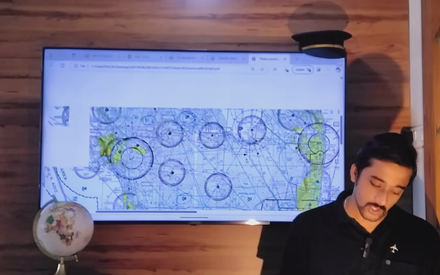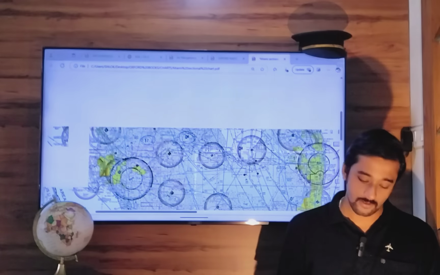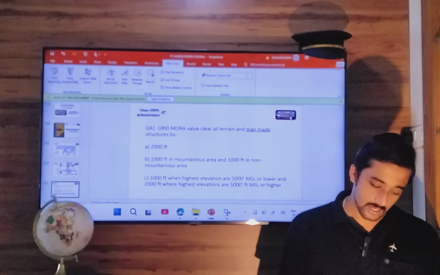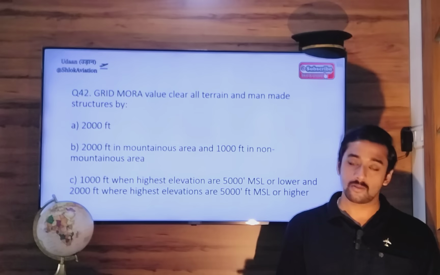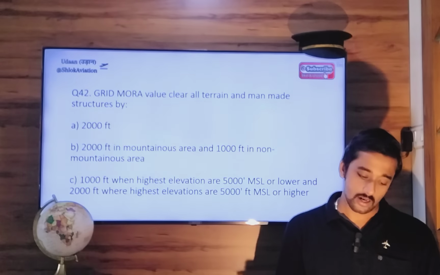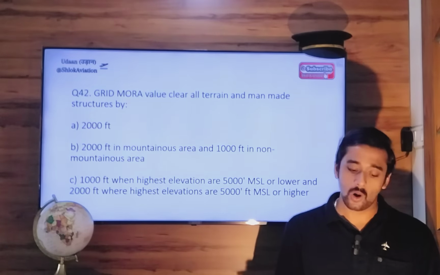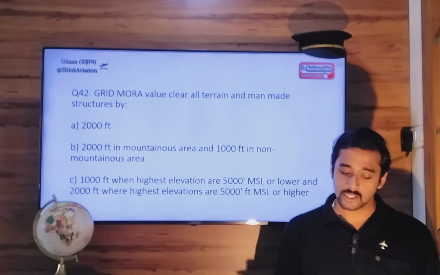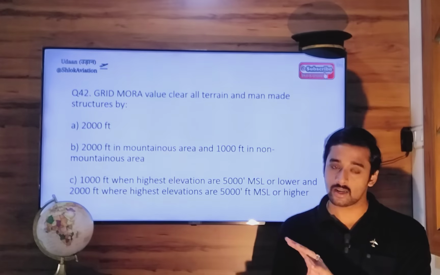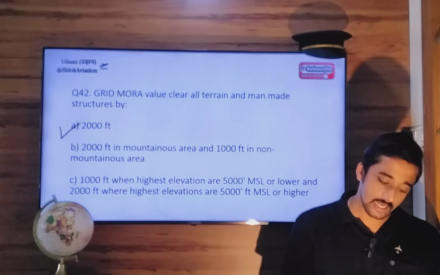So what is the purpose of those altitudes? What do they achieve? So the correct answer here will be grid minimum obstruction route altitudes clear all terrain and man-made structures, natural structures and artificial structures, by at least 2,000 feet, by 2,000 feet.